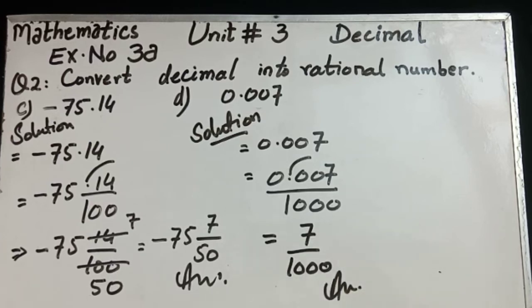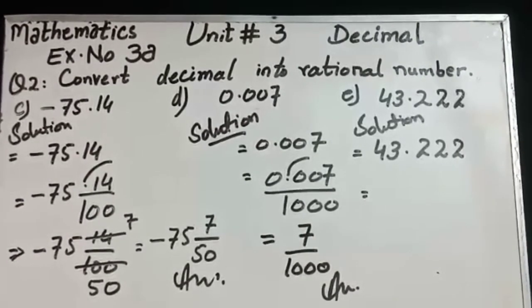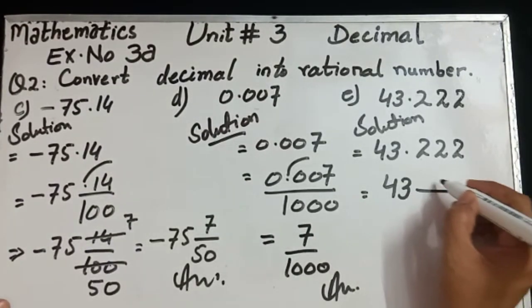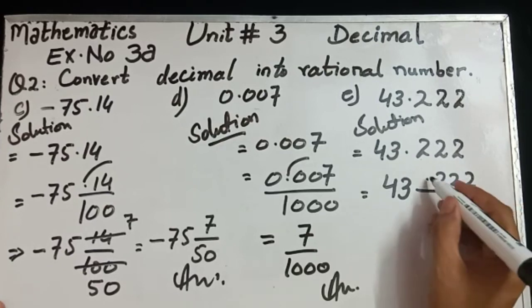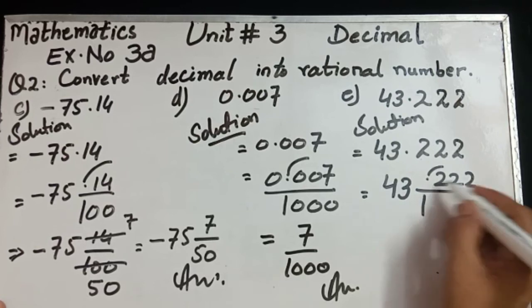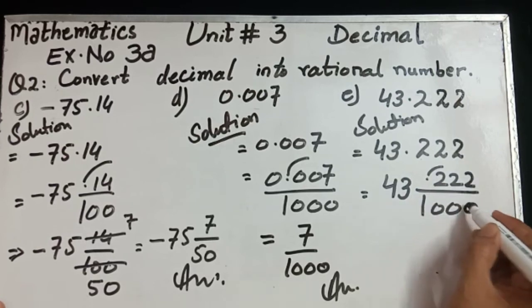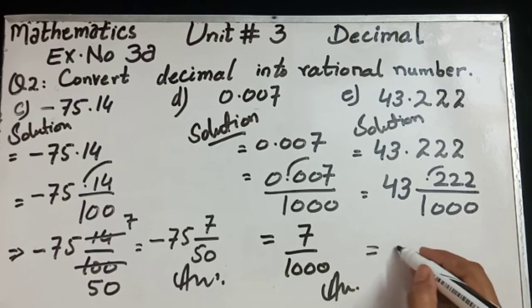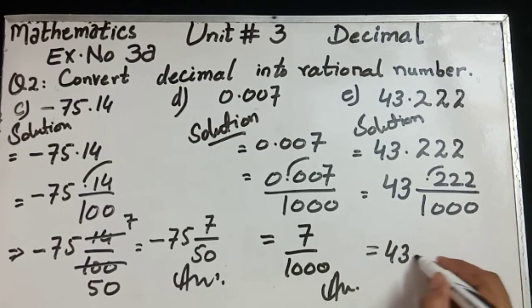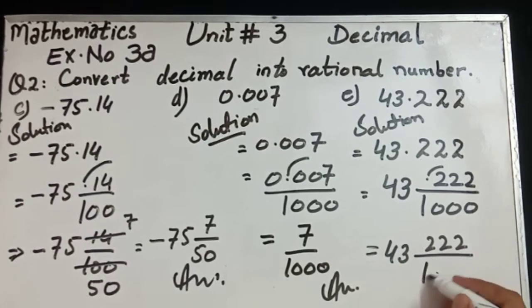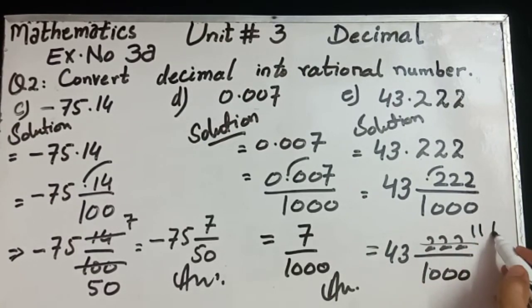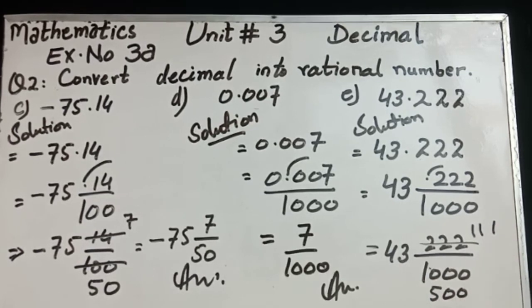Finish D part. Part E: 43.222. After the decimal 3 digits, so remove the decimal, 1. After the decimal 3 digits, so we put 3 zeros. Okay, now 43 whole number as it is copied. 222 after removing the decimal upon 1000. Now reduce it. 2 1s are 2, 2 1s are 2, 2 1s are 2, 2 5s are 10, 0, 0. Okay, 500.